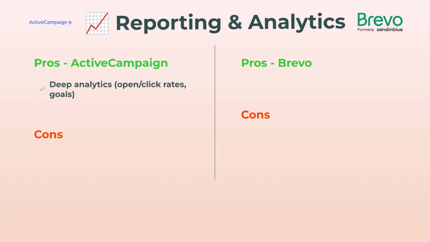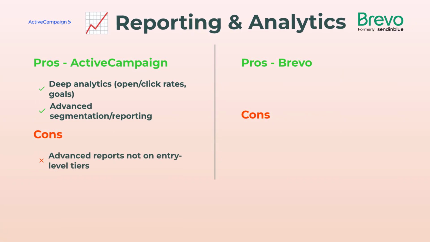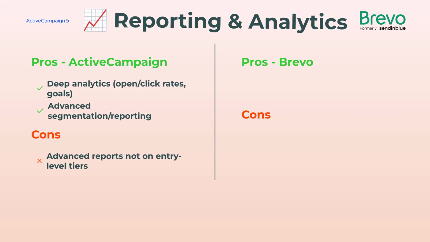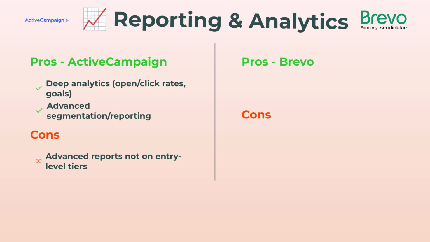Last major category, reporting and analytics. ActiveCampaign is like carrying around a magnifying glass. You get deep analytics, open rates, click rates, all those metrics you actually want, plus advanced segmentation and reporting. Only thing, the really fancy reports aren't included on the starter packages, so keep that in mind.